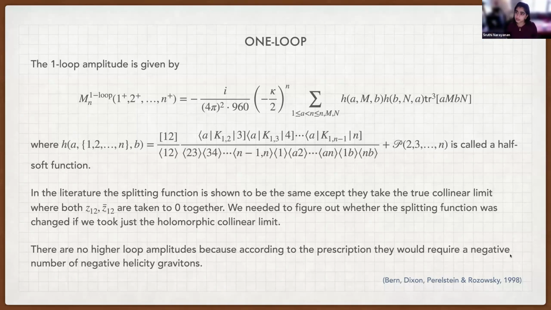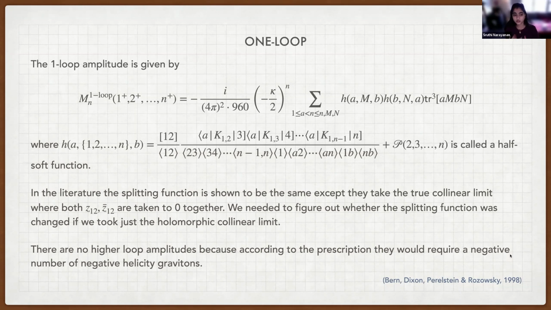So if we work backwards, we would expect that if we have corrections to the splitting function, they could propagate as corrections to the OPE, which could propagate to corrections to the algebra. Of course, anything in there could get canceled out somehow, could disappear at some order, all that sort of stuff. But the first thing to look at is whether the splitting function gets corrections. And in the literature, the splitting function was shown to be the same at loop level. But what they did was they took what we called the true collinear limit, which is where Z and Z bar were taken to 0 together.